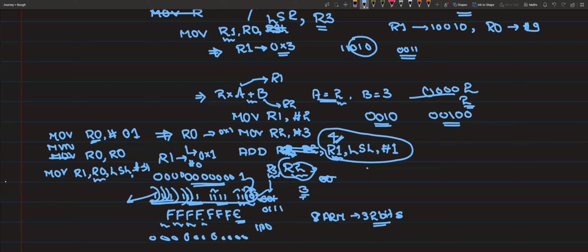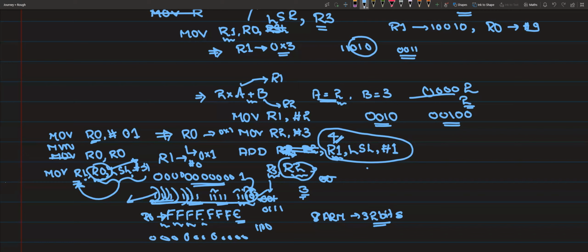Yes, sir. But see, this is R1 updated. R1 means 0. But R0 is still FFFFFFFE only. R0 did not modify, I will not touch it. What I am saying is, I'll left shift the R0 value by 31 and then store it in R1, but I'm not changing R0. R0 will still be FFFFFFFE.